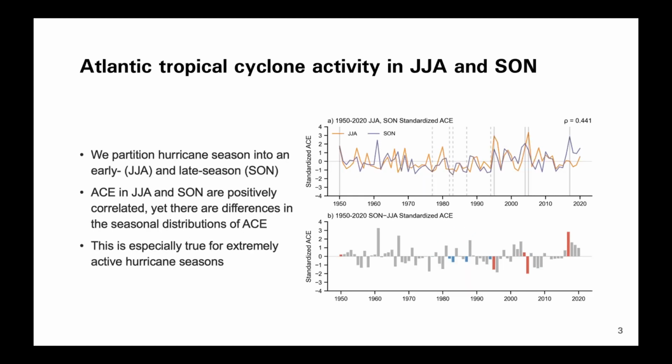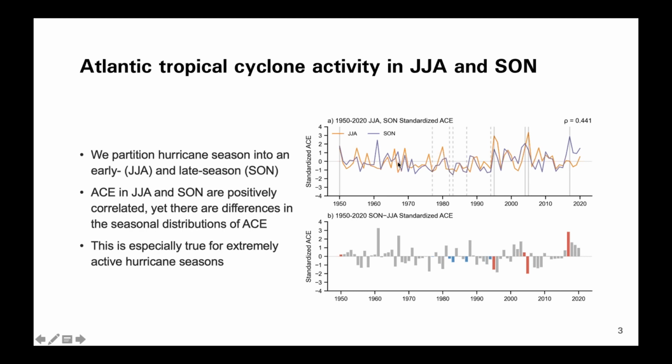Now, if we divide the hurricane season into early, which I'll define as June, July, August, or JJA, and late, or September, October, November, SON, divide it into these 2 seasonal components, and again plot ACE from 1950 to 2020, partitioning it into those JJA and SON periods, you get the figure here at top right, showing in orange the JJA standardized ACE values, and in purple the SON standardized ACE values. Again, the 5 most active hurricane seasons are shown with solid vertical lines, and the least active with dotted lines.